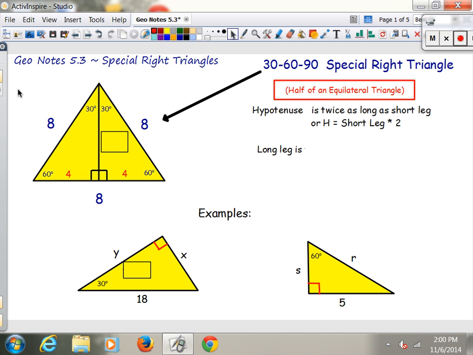What if I knew the hypotenuse and I wanted to find the short leg? Just divide it by 2, right? This is always a 2-to-1 ratio. So if you want to make a little side note, it's got to be a 2-to-1 ratio from the hypotenuse to the short leg. Always. Has to be a 2-to-1 ratio. Because it cut the one in half. That's why it's always going to be a 2-to-1 ratio.